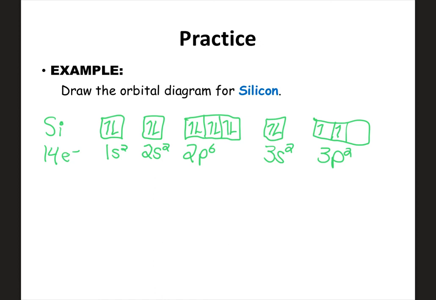You're done. And that's basically how you do an electron configuration for any element. Start at element number 1 and just keep tracing along the table using your energy level and sublevels until you get to the element you're doing.